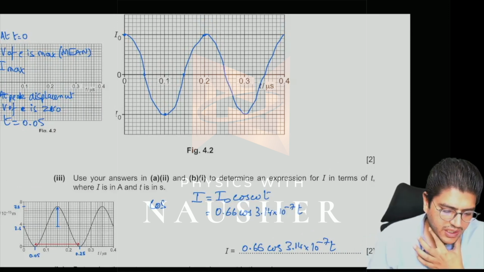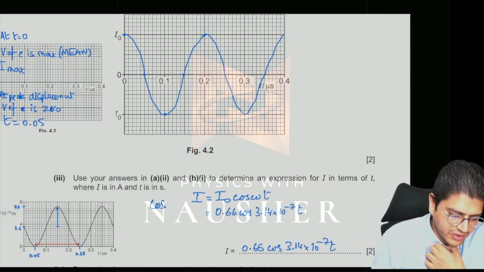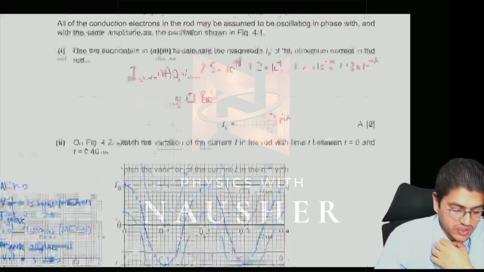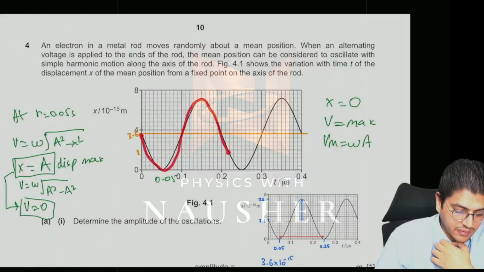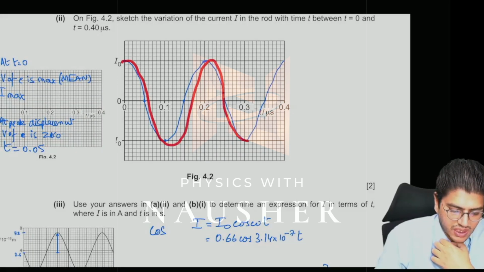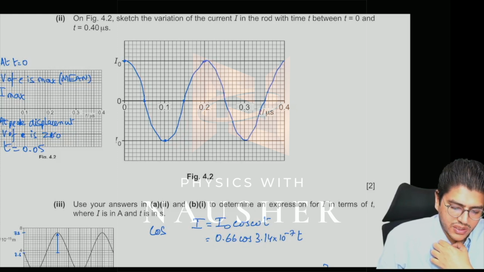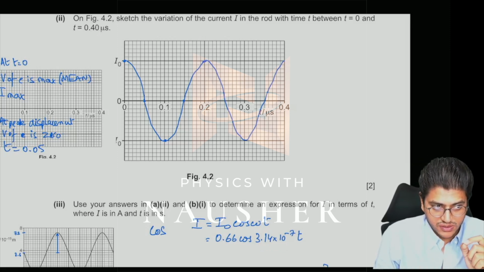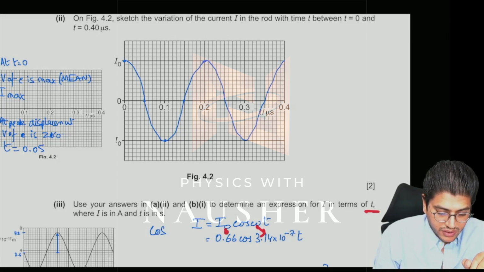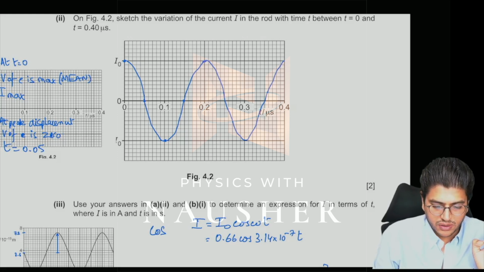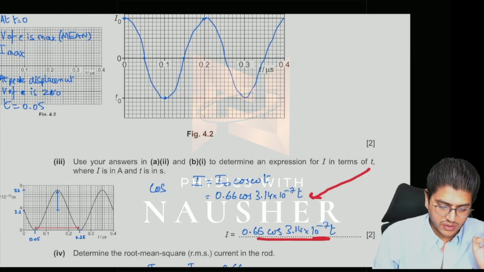Use your answers in A2 and B1 to determine expression for I in terms of t. So what is this shape? This shape is cosine. What was this shape? This shape was sine. All right, this shape is cosine. You should know this. So the general formula for this is I equals I naught cos omega t. The value of I naught was 0.66. Omega was, you had already calculated, 3.14 times 10 to the minus 7. Because they've asked you that you want your answer in terms of t only, hence you have to write down these values. Otherwise, if you just write this, you're not going to get marks, because they want the answer in terms of t. So this is your answer in terms of t.